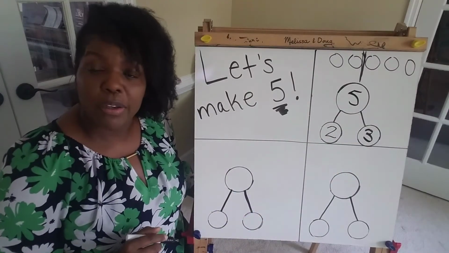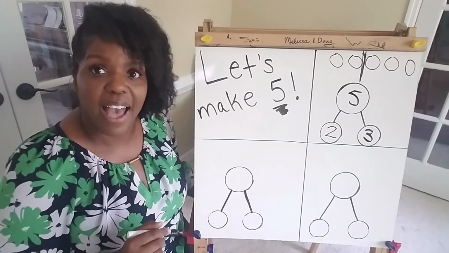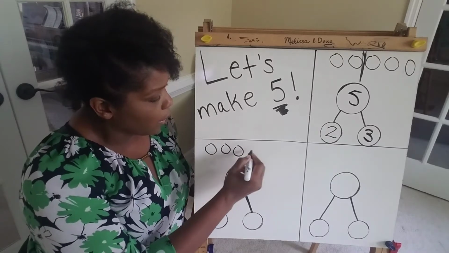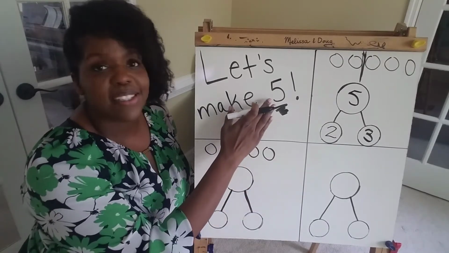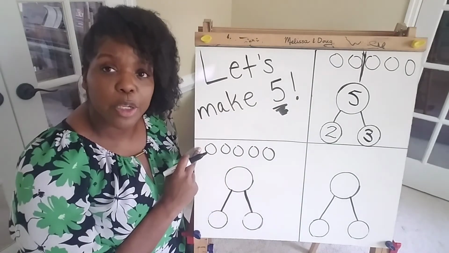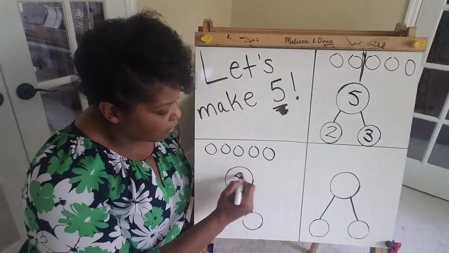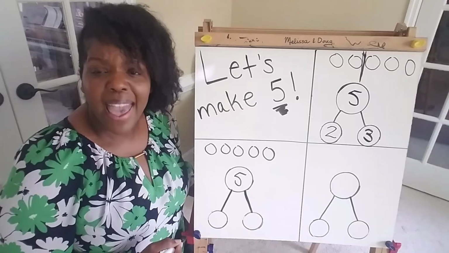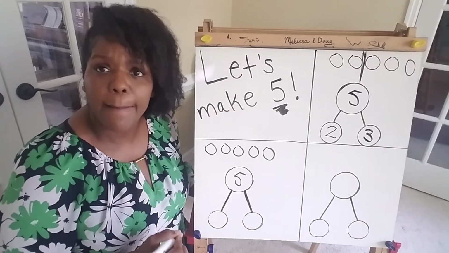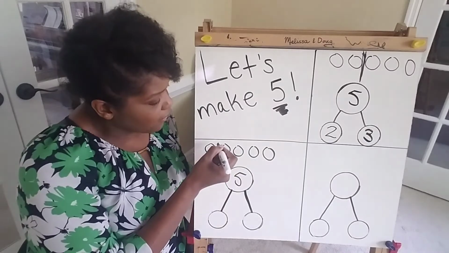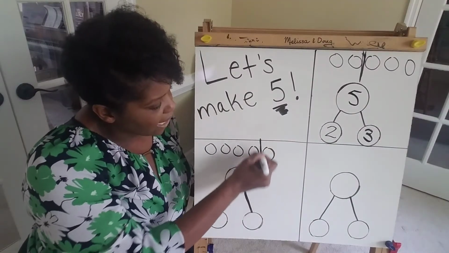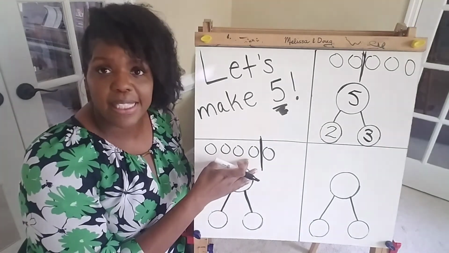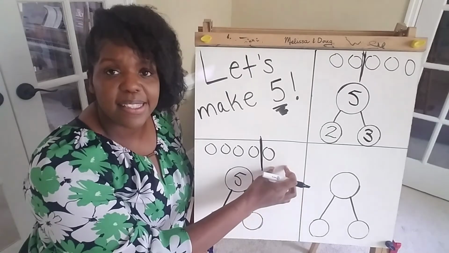Well, let's see if there's another way that we can break up the number 5. All right, so I'm going to draw 5 again. 1, 2, 3, 4, 5. And since 5 is the number that we want to break down, I'm going to write the number 5 at the top of our number bond and see if there is another way that I can break this number apart. Let me see. What if I did it this way? What if I decided, hey, I want to break it right there?